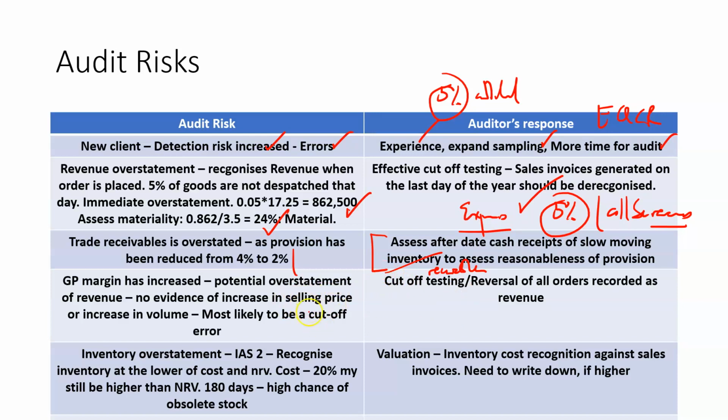Yes, this fact that GP has increased is a potential overstatement of revenue. So cutoff testing, reversal of all orders recorded as revenue. And then, of course, I talked earlier on about the inventory overstatement. Recognize inventory at the lower of cost and NRV. 20% will still be too high. I talked about almost needing to stratify your inventory into two parts: the post 180 days to assess, and the pre 180 days to assess as well.